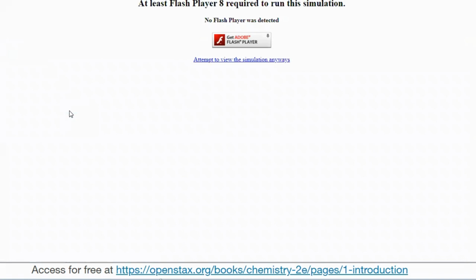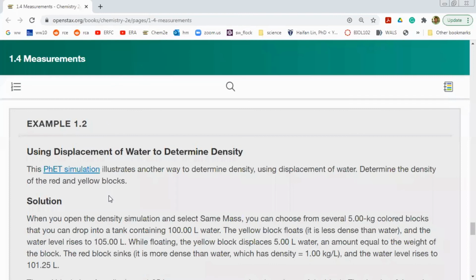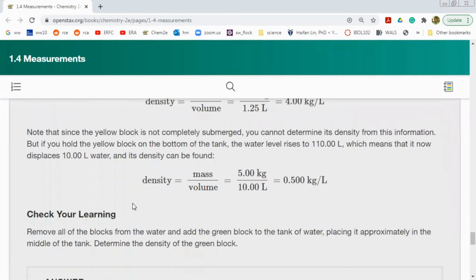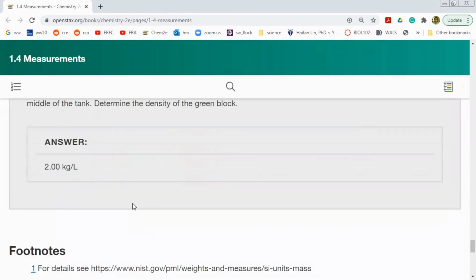At least Flash Player 8 is required to run the simulation. No Flash Player detected. I'm just going to pause the recorder and see if I can load this Adobe Flash Player. Okay, I'm back. I tried to run this PhET simulation, and Adobe gave me a warning saying they no longer support Flash Player. So I guess this example 1.2 is dead in the water. So we're just not going to do it. There are other ways we can learn this. So we'll skip it. And that's it for the lecture.